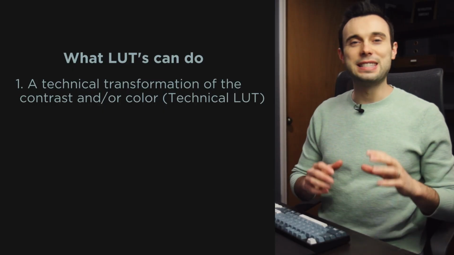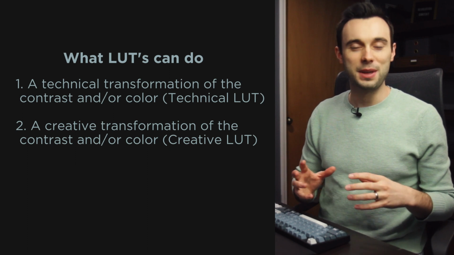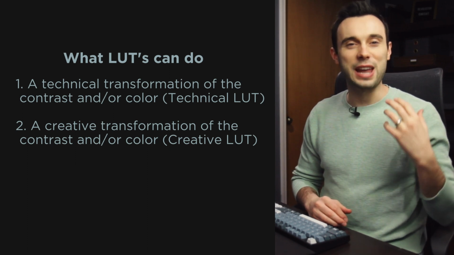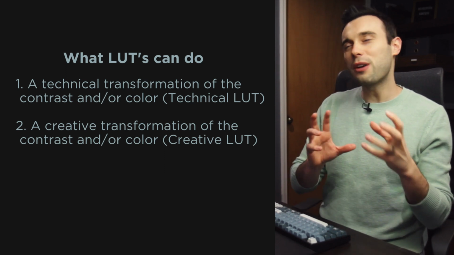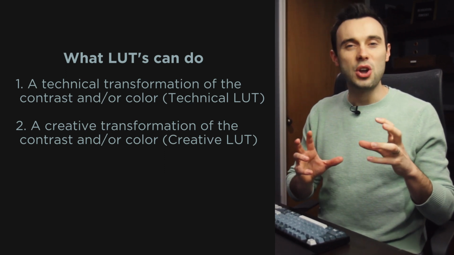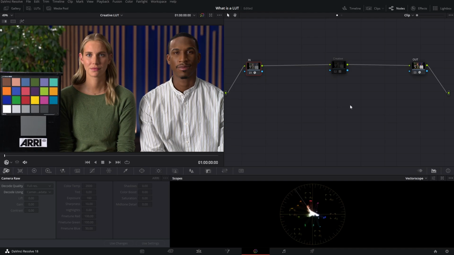The second category is LUTs can have a creative transformation of the contrast and/or color. These are often referred to as creative LUTs. These LUTs are specifically designed to give us preferential changes to the image without making adjustments to the color space. In this example, I've set up some basic color management to go from ARRI's log to DaVinci Wide Gamut and DaVinci Wide Gamut to Rec. 709. Now, this color management is not something I'm going to talk about in this video, but it is something I've discussed previously, so go make sure to check out those videos.